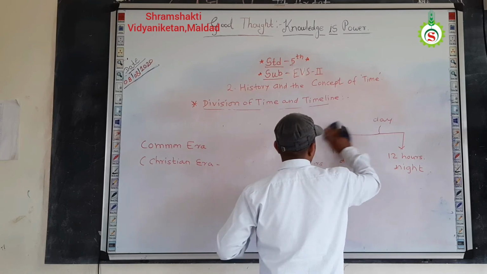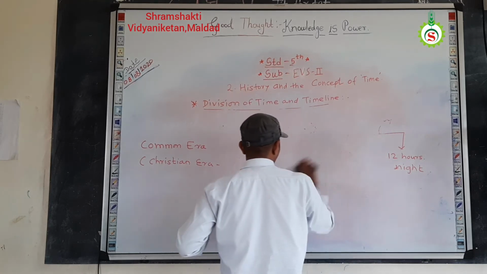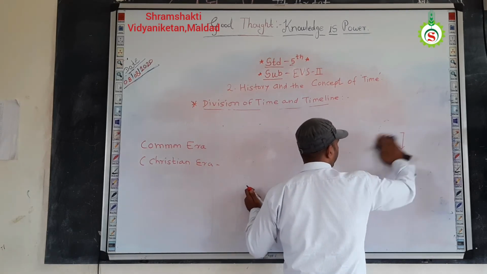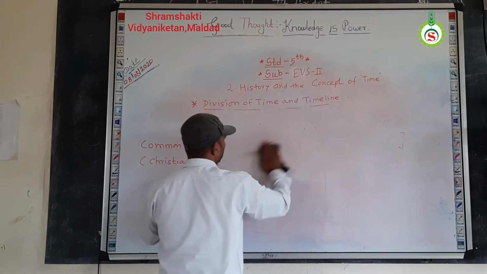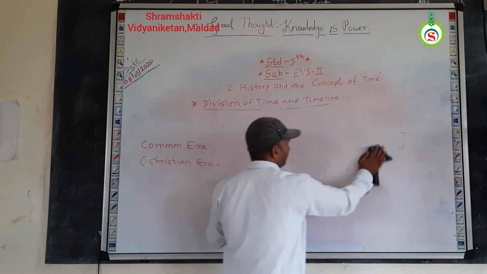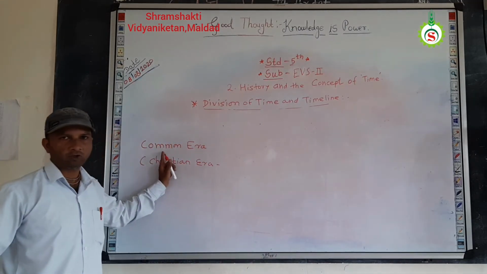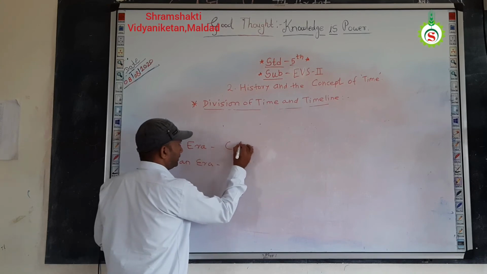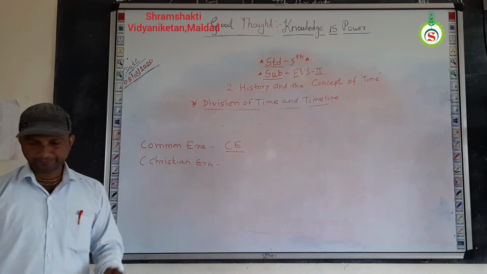So Christian era or common era started 2020 years ago. Means as per our calendar, the present year going on is 2020. So 2020 years before, this Christian era or common era started. It is commonly known as CE, means Christian era or common era.